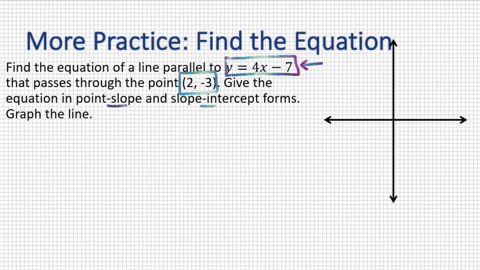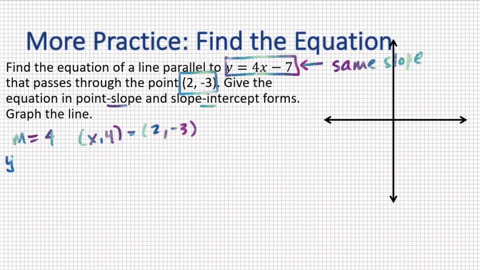Well, we're told it's parallel to y is equal to 4x minus 7. If our lines are parallel, they'll have the same slope. So the slope for y is equal to 4x minus 7 is equal to 4. So that will be the same slope for the line we're interested in. We also know that our line has an xy coordinate of (2, -3). So if we have a point and a slope, we can go ahead and write this in point-slope form.